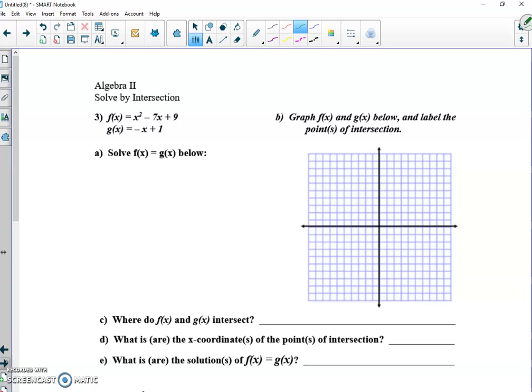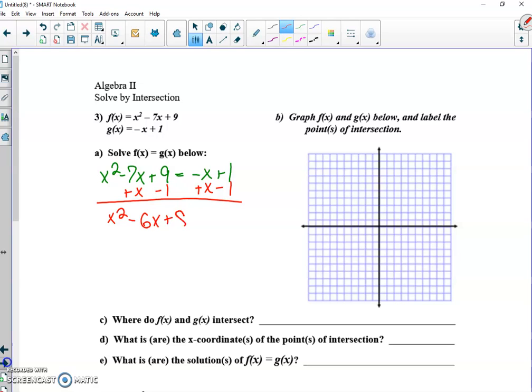So this one this time is a little bit trickier. Let's solve it algebraically first. That's pretty much the same. The only thing that's going to be trickier this time is actually graphing it. So anyway, same thing. We got to get everything to one side. So I'm going to add the x over and subtract the 1. So that's x squared minus 6x plus 8 equals 0.